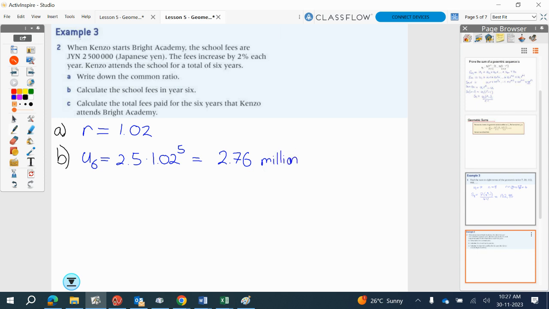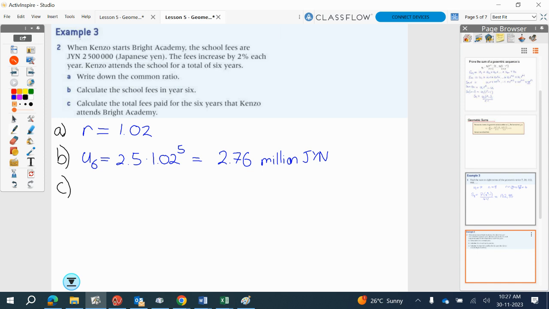Would we get full marks if we just said 2.76 million? Yeah. Well, since it's money, shouldn't we round it? I'll talk about that at the end.